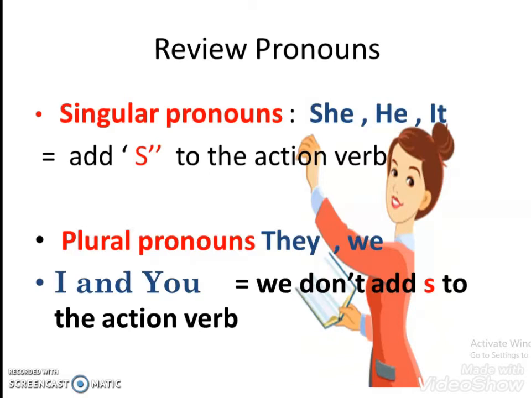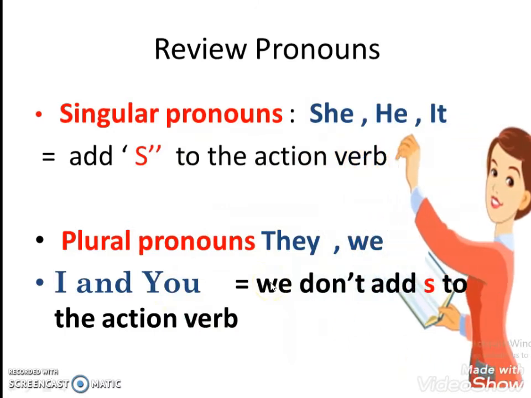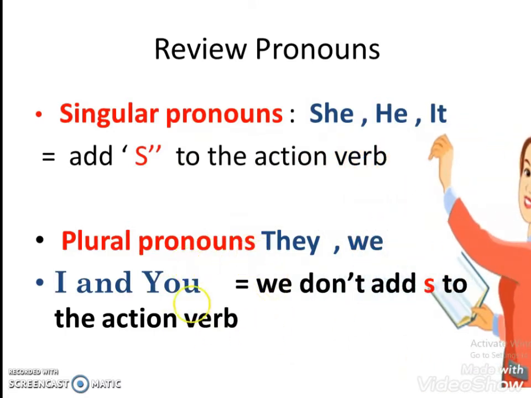When we use a singular pronoun or when we have a singular noun, we should add an s to the action verb. While when we have plural pronouns in the sentence like they, we, I, and you, we don't add an s to the action verb. So they, we, I, and you are plural, and we don't add an s to the action verb when we see plural nouns or plural pronouns. We add an s to the action verb only for singular pronouns and singular nouns.